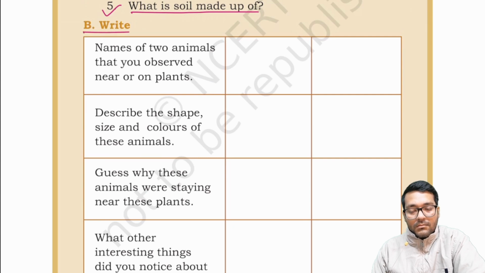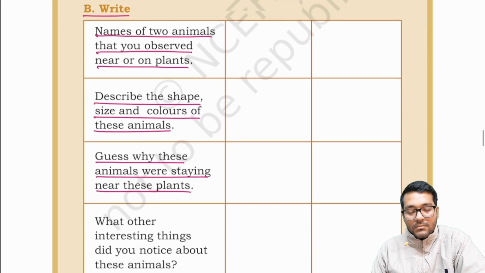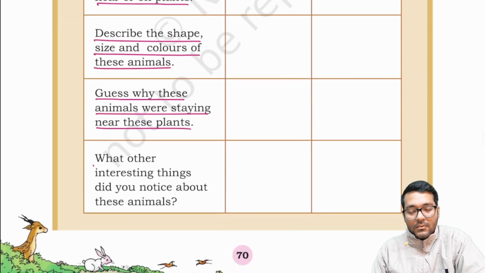B. Write names of two animals that you observed near or on plants. Describe the shape, size, and colors of these animals. Guess why these animals were staying near these plants. What other interesting things did you notice about these animals?